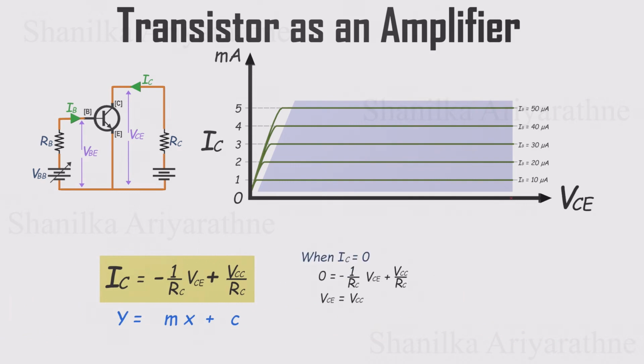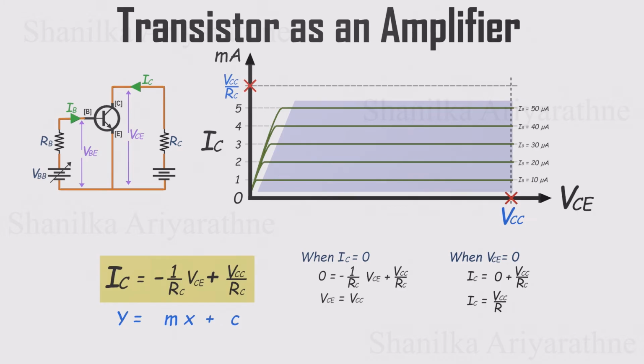If IC equals 0, then VCE equals VCC. This point is called the cutoff, where the transistor is off and no collector current flows. On the other hand, if VCE equals 0, then IC equals VCC divided by RC. That's the saturation point, where the transistor acts like a fully closed switch and the collector current is at its maximum. When we connect these 2 points on a graph, IC on the vertical axis and VCE on the horizontal, we get a straight line called the load line.